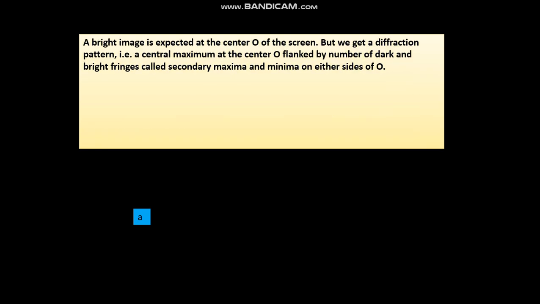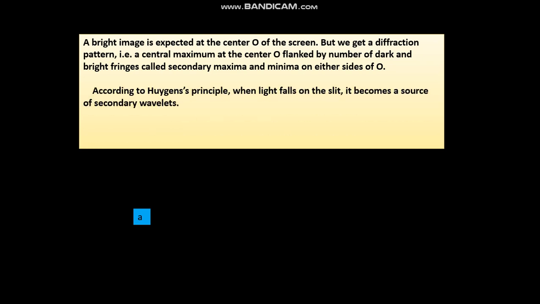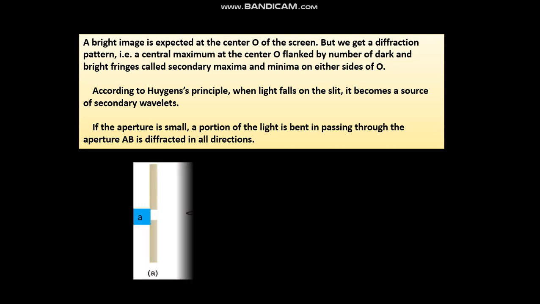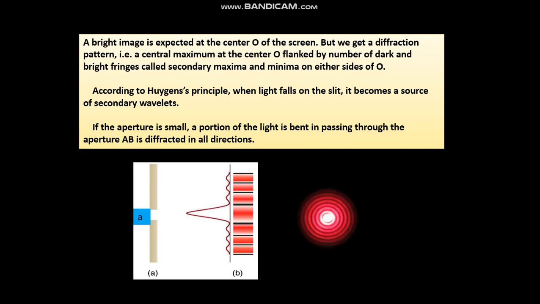Now let us see, a bright image is expected at the center of the screen. But we saw we get a diffraction pattern. That is a central maximum at the center O flanked by a number of dark and bright fringes called the secondary maxima and minima on either side of O. According to Huygens' principle, when light falls on the slit, it becomes a source of secondary wavelets. If the aperture is small, a portion of light passing through the aperture AB is diffracted in all directions, as we have seen earlier.